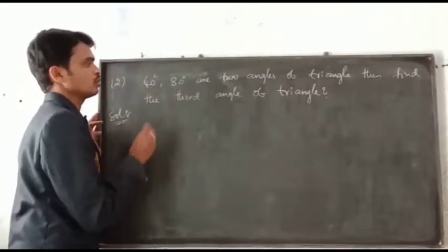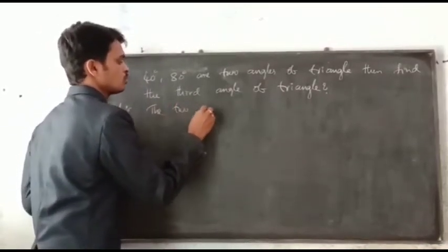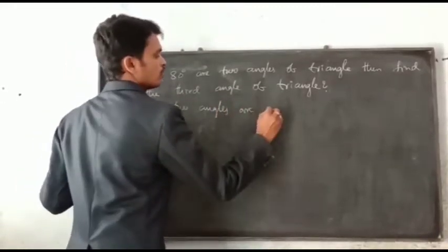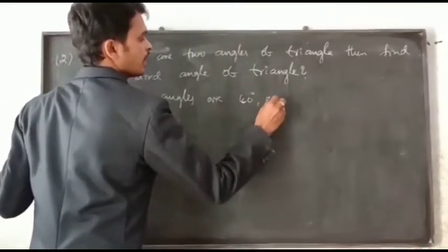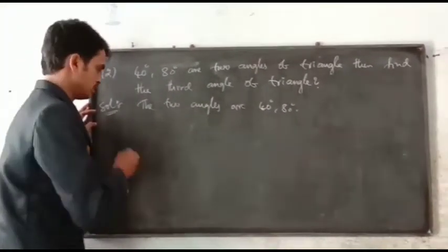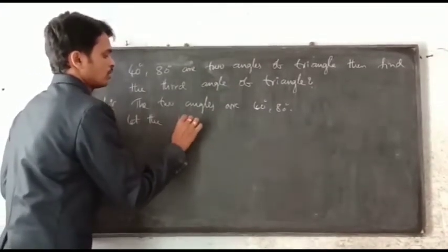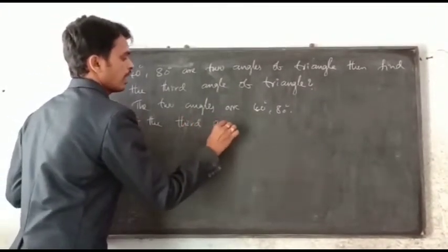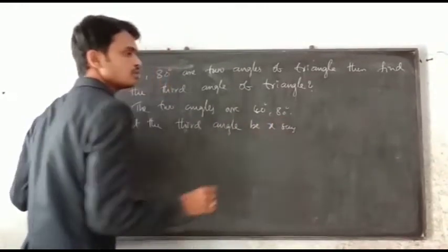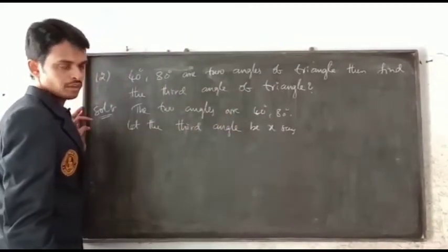So what is given? 2 angles. The 2 angles are 40 degrees, 80 degrees. So we have to find out the 3rd angle. We don't know the 3rd angle. Let the 3rd angle be x, say. So the 3rd angle we should take as a variable x.